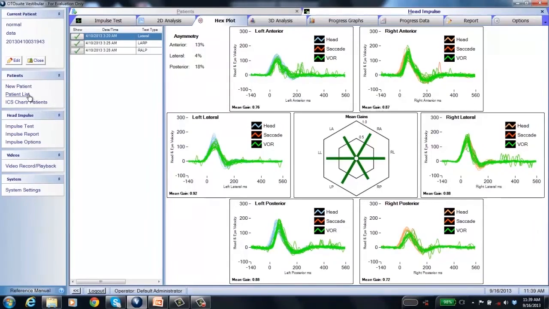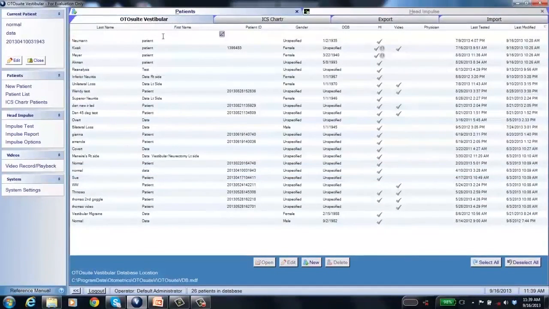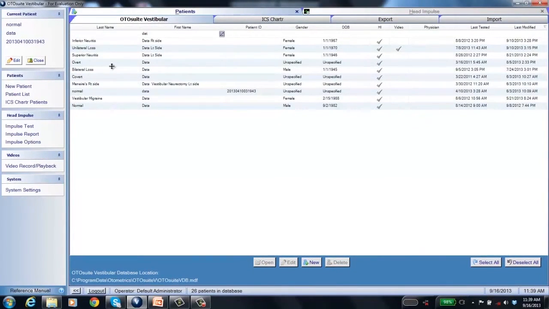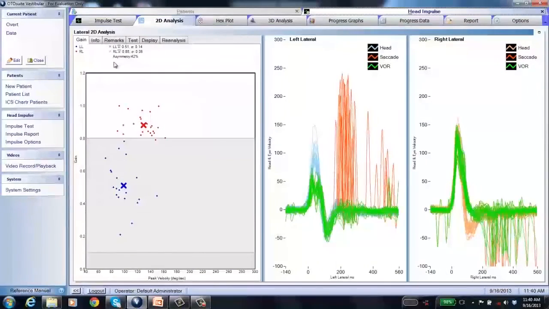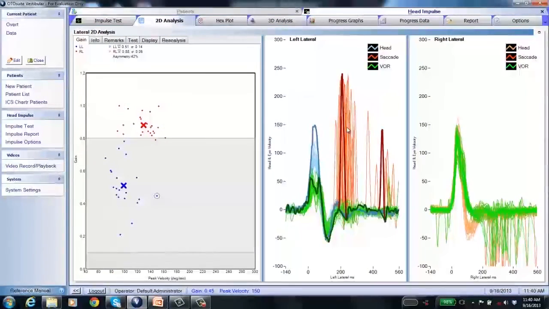Now let's look at some abnormal data. So again, I'll search data, and let's start with the overt catch-up saccade. Now, the overt and the covert were collected before we had LARP and RALP. But you can see here in version 2.0, I've got these beautiful red spikes that are my overt catch-up saccades. So I can use my up and down arrows once I click in that window, and I can go through each one of these impulses.